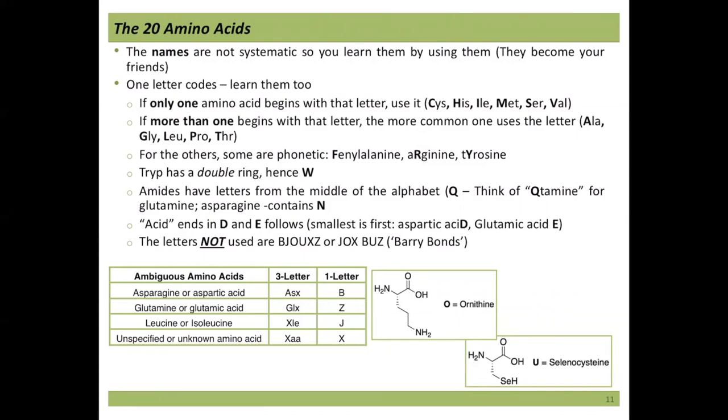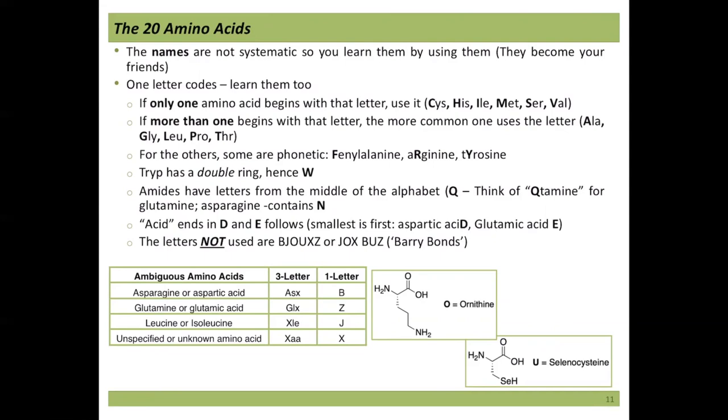And then amides have letters from the middle of the alphabet. So glutamine is "qutamine." That's how I remember it. And then asparagine contains an N. And this gets worse and worse as you try to make sense of it as you go down. And then the acids end in D or E. So the smallest first, aspartic acid, and then glutamic acid, E.